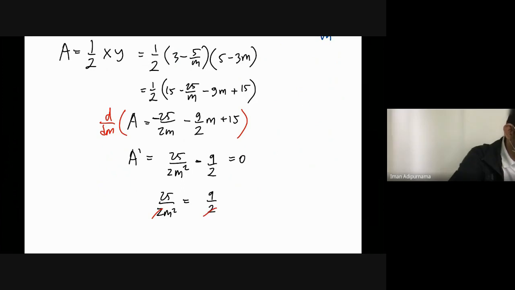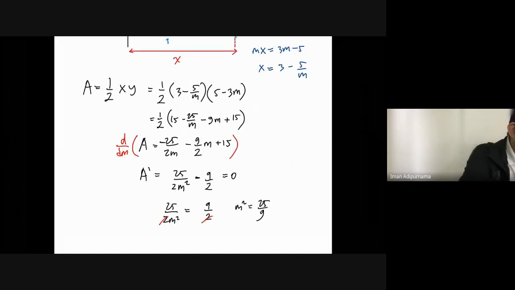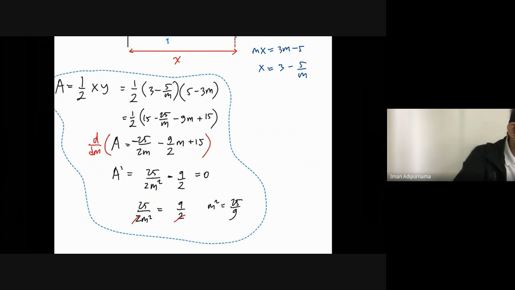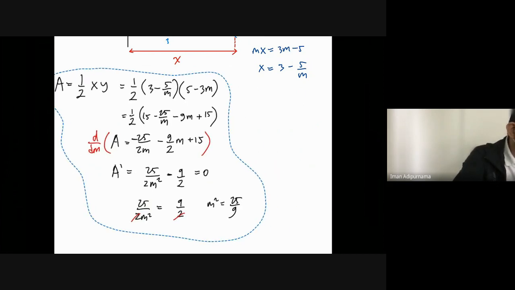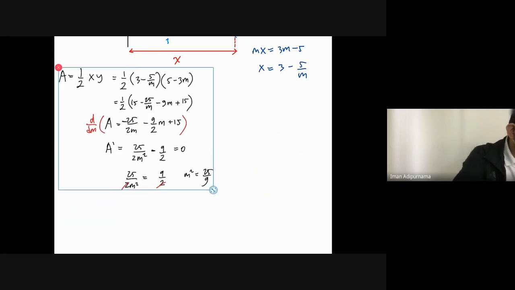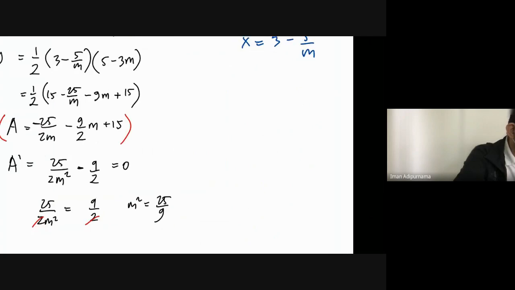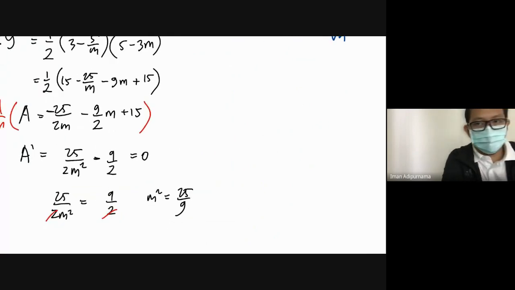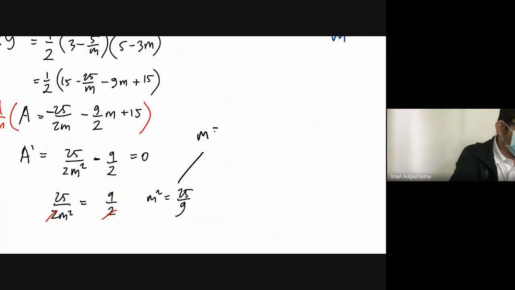Cancel that. So m squared will be 25 over 9. Let me put this on the left. Put here. This size is a bit smaller. M squared is 25 over 9. So m is plus minus 5 over 3.